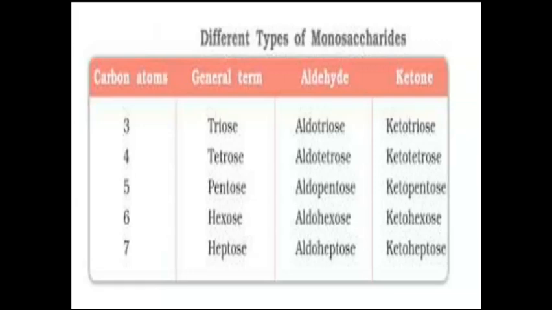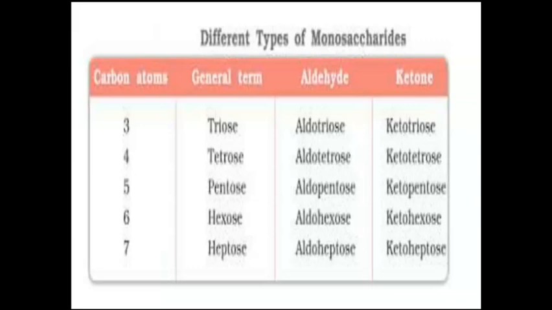Now, these aldehyde molecules may have 3 carbons, and they are called aldotriose, for example, glyceraldehyde. If there are 4 carbons, we call it aldotetrose, example is erythrose. If there are 5 carbons, it means aldopentose, example is ribose. If there are 6, it is hexose or aldohexose, example is glucose.